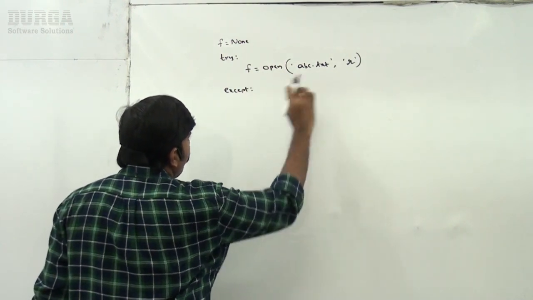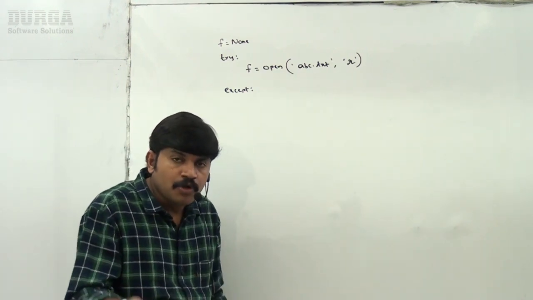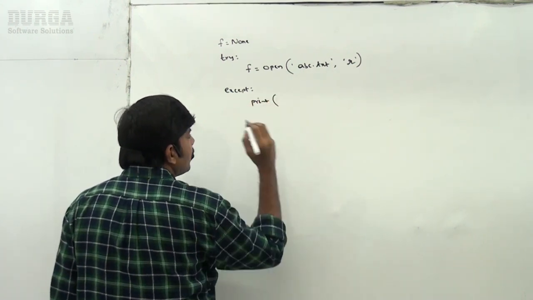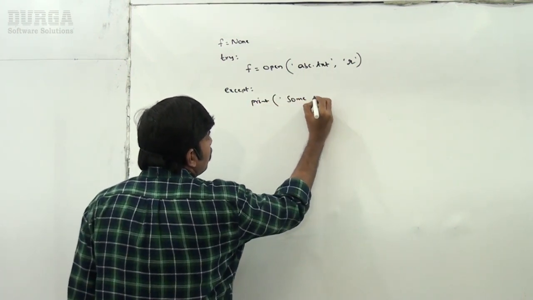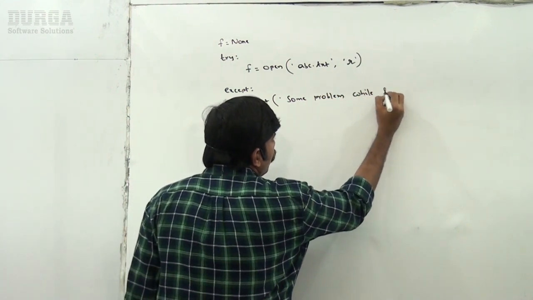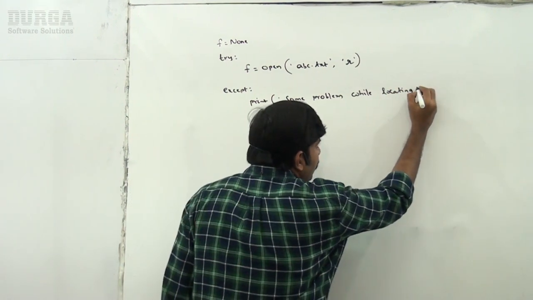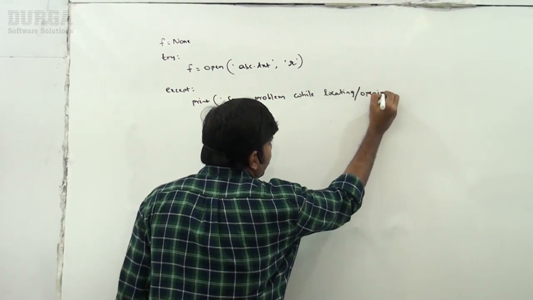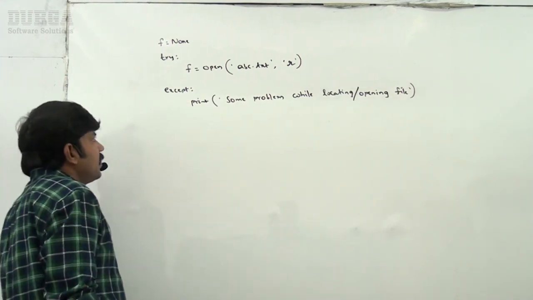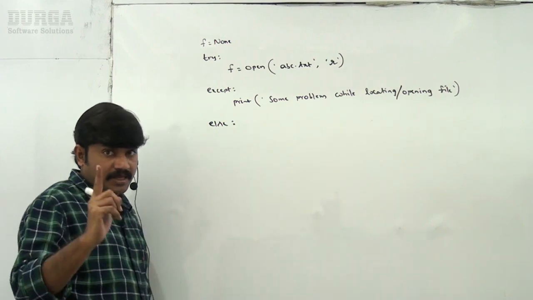While opening this file, it may not be available, or read permissions may not be available. If some problem came, immediately print: some problem while locating or opening file. Whether it is available or not, while locating or opening the file, some problem. Like that I kept the except block. Next, else I'm taking. Observe very carefully, else.